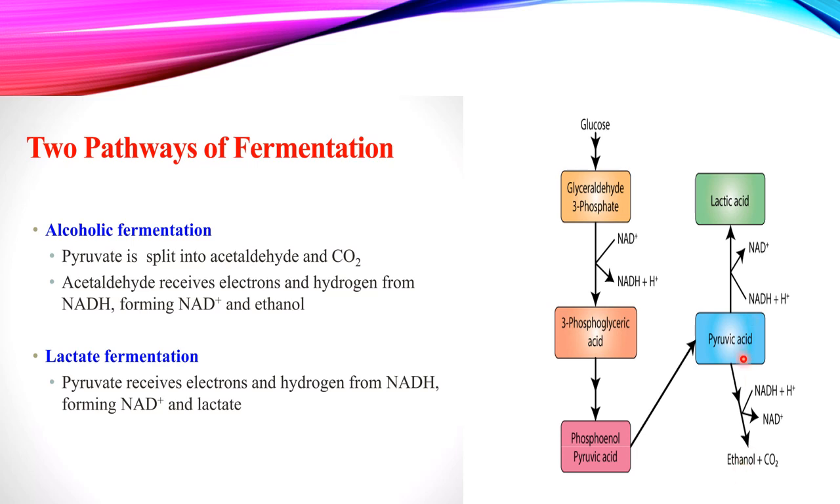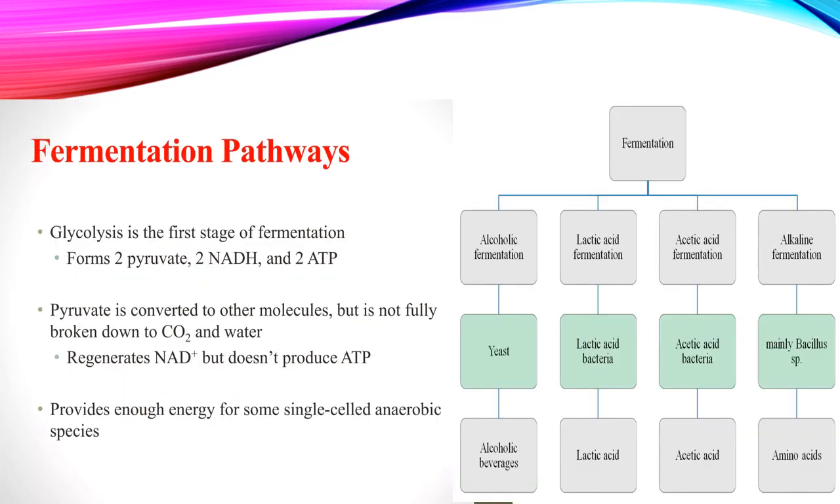When the pyruvic acid is split into acetaldehyde and carbon dioxide, the carbon dioxide is released and the oxidized form, NAD, is also received. This NAD can again be utilized in the glycolysis process. Thus, there are two major different pathways. One is the alcoholic fermentation pathway, the other is the lactic acid fermentation pathway.